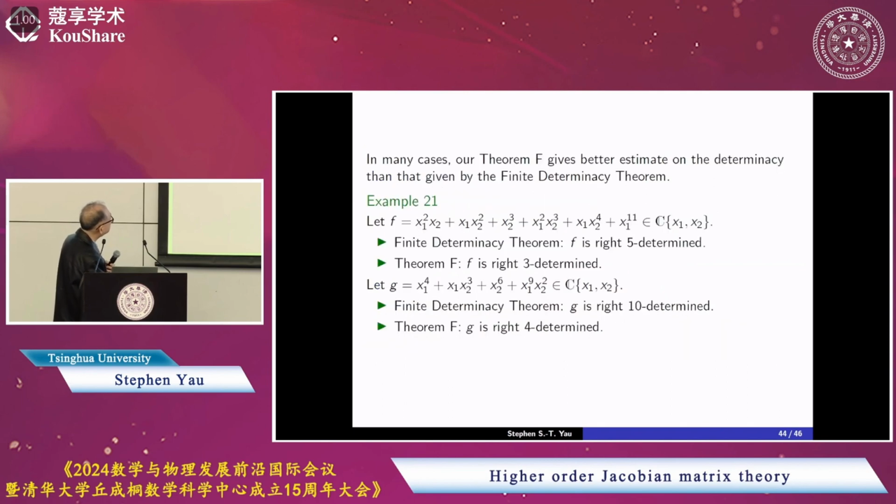You see, for example, this function in the convergent power series ring: according to the classical theorem, this is right 5-determined. But using our theory, we can show that it is actually right 3-determined, so it is much lower. And for this function, using classical theory, G is right 10-determined. But using our theory, you can say it is 4-determined.